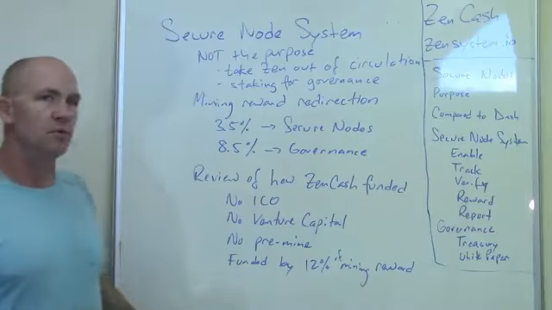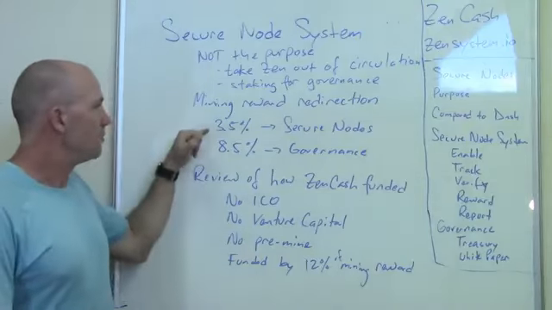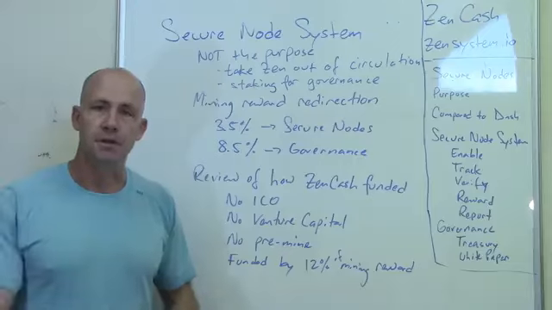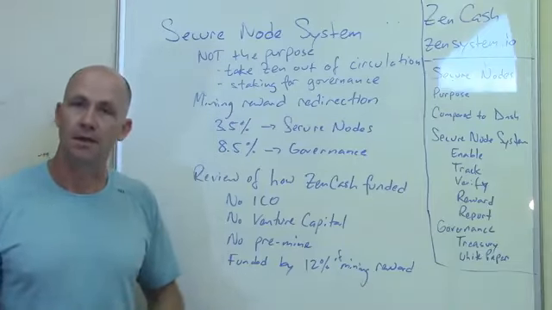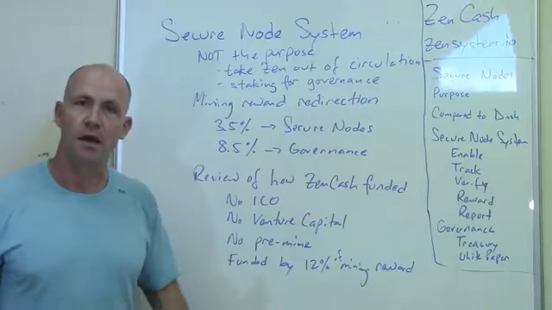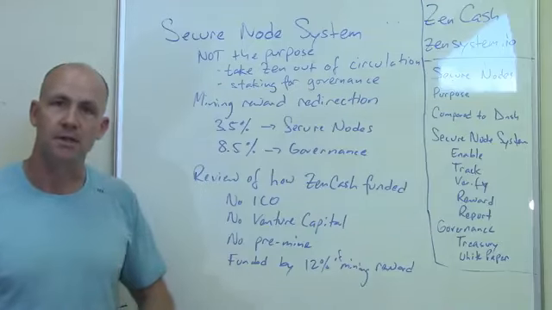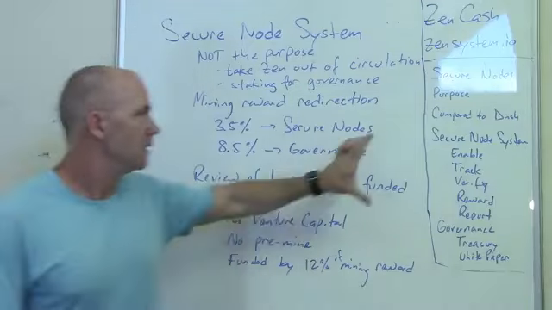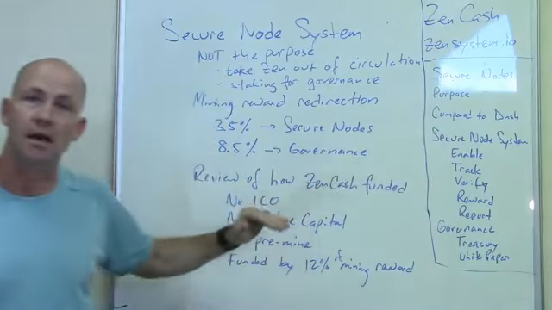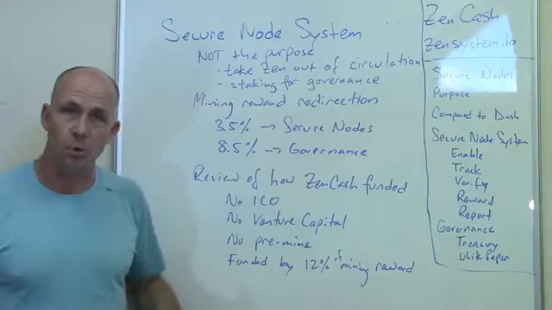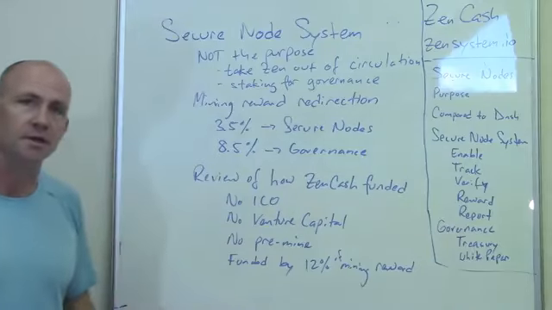So the mining reward redirection that we do, 3.5% of it goes to secure nodes, and I'll talk in a minute about how the secure nodes qualify for it and how we're going to put together a system to enable that. And so the secure node system, in brief, has to enable it, track it, verify, pay it, and then report on it, as you can imagine that we'd want such a system to do.